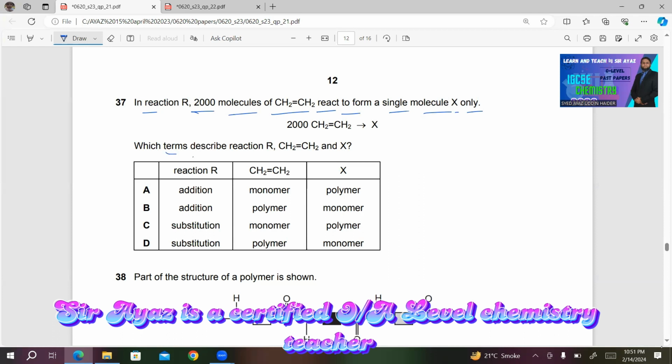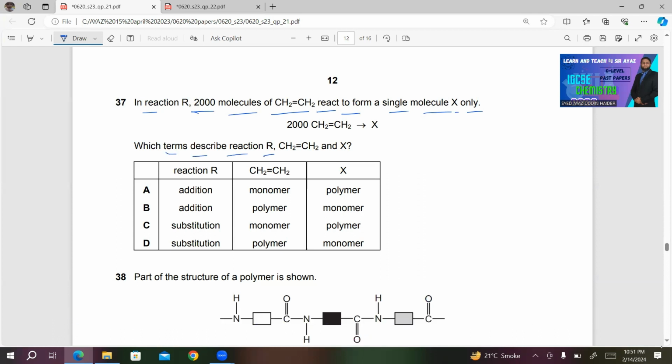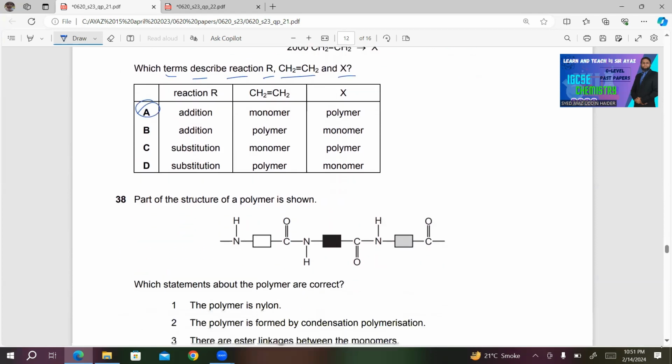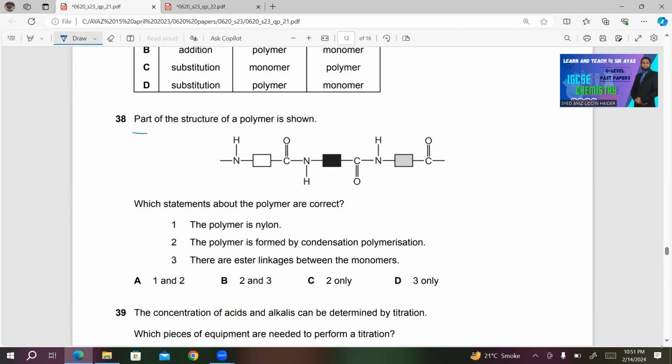Which term describes reaction R, CH2=CH2 and X? So reaction R is addition reaction and CH2=CH2 is monomer, X is the polymer. So A will be the right answer. Number 38. Part of the structure of a polymer is shown. The polymer is given.